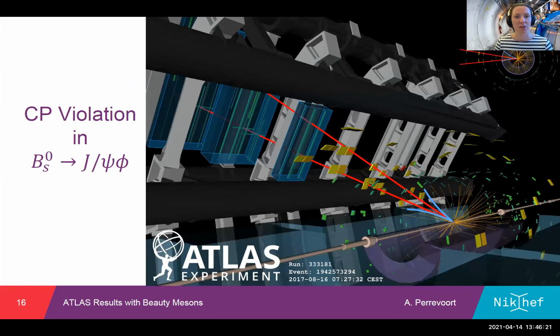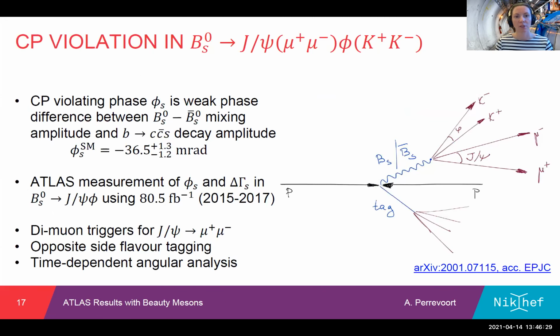The next measurement I would like to show is CP violation in the decay B sub S to J psi phi. The CP violating phase that we're measuring here is the weak phase difference between the B sub S and B sub S bar mixing amplitude and the decay amplitude of B to c c bar s.